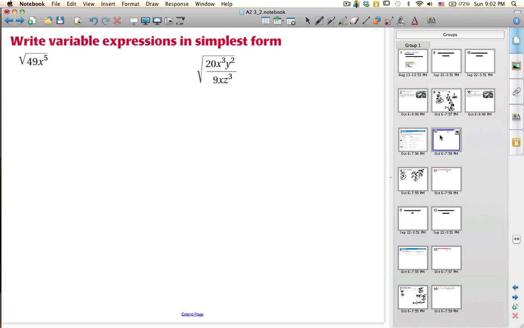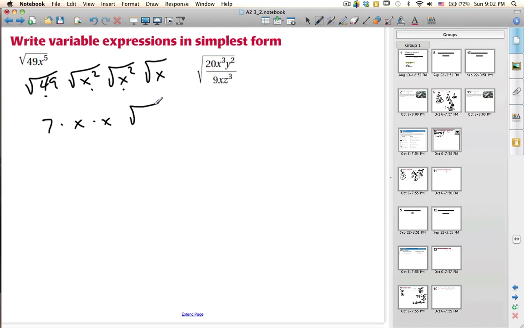So let's do some other examples of simplifying. So this could be the square root of 49 times the square root of x squared times the square root of x squared times the square root of x. So what I pulled out was 1, 2, 3 perfect squares. So I'll have 7 times x times x times the square root of x. So this becomes 7x squared times the square root of x.